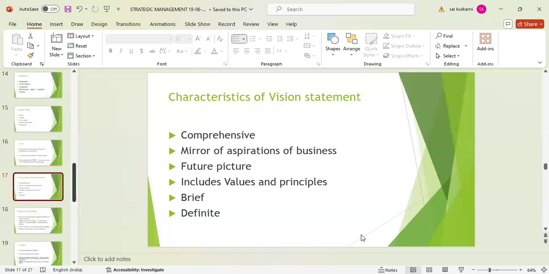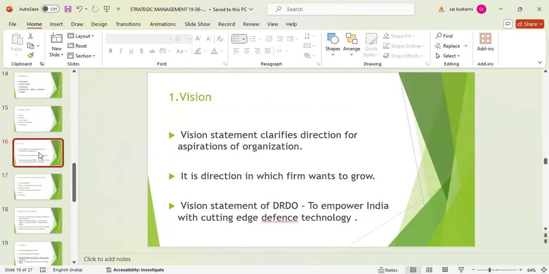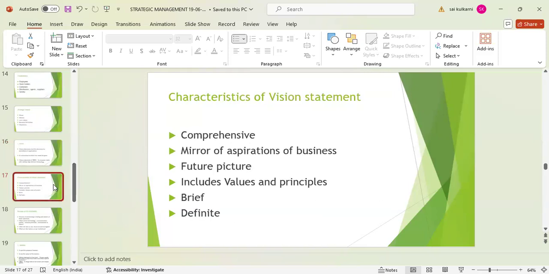Now, again, we will continue the same example of the DRDO statement. This is the statement: to empower India with cutting-edge defense technology. Now, it is very clear that it is working only for the government of India. It is for defense only. So the culture, values, ethics, principles, these are the main points focused on in this vision statement. It is very clear.